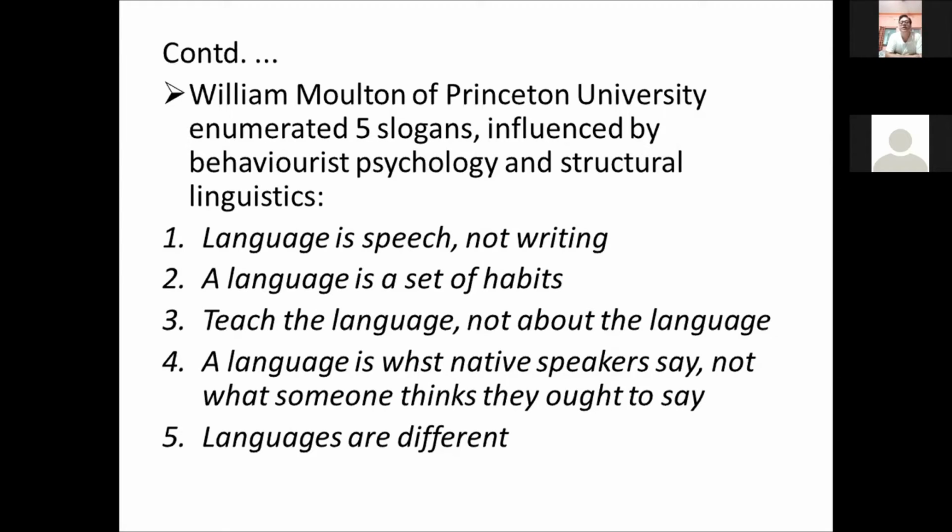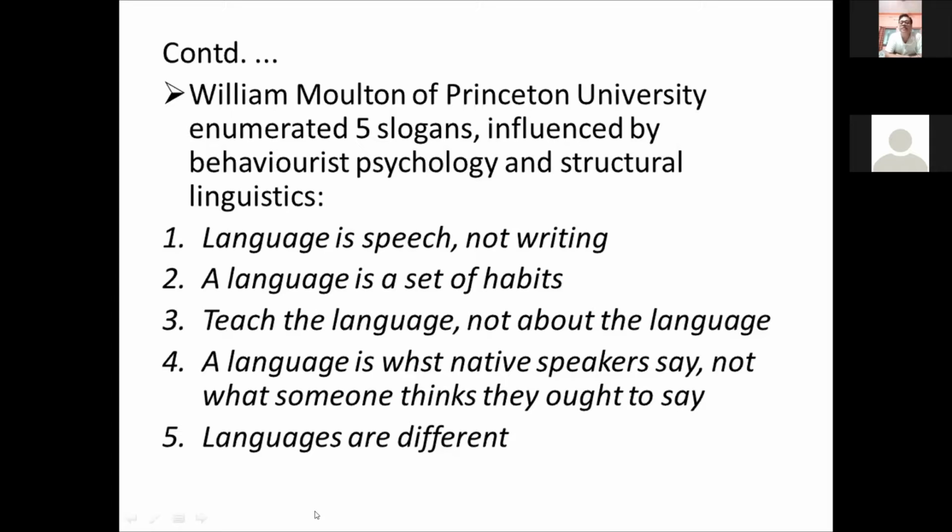Language is speech, not writing. Primarily, when we learn English, even today, we mainly think that we have to write in English correctly. But language is something which is to be spoken. So the stress should always be on the development of the power of speaking. So language is speech, not writing.